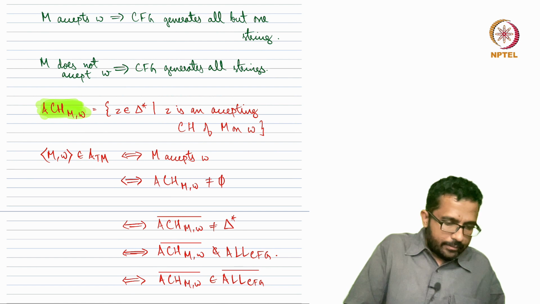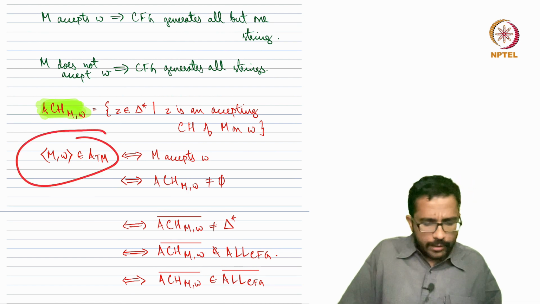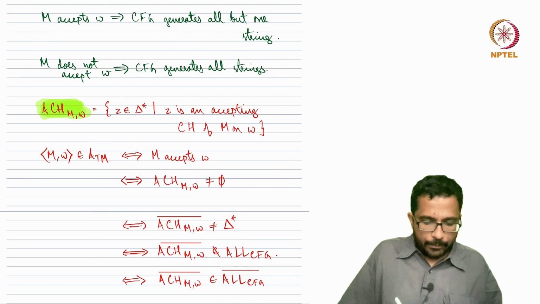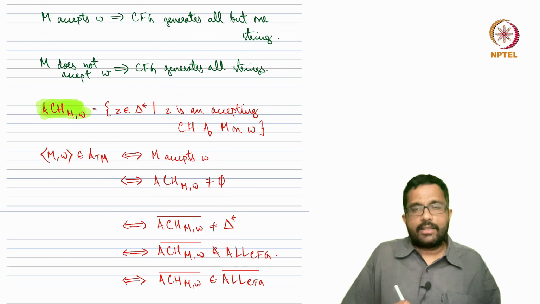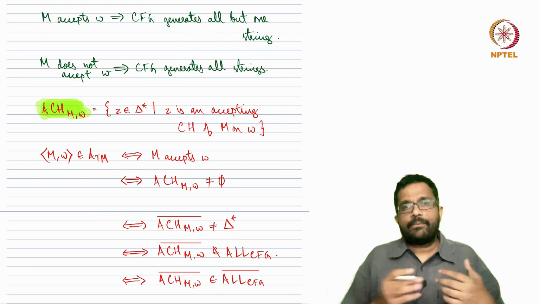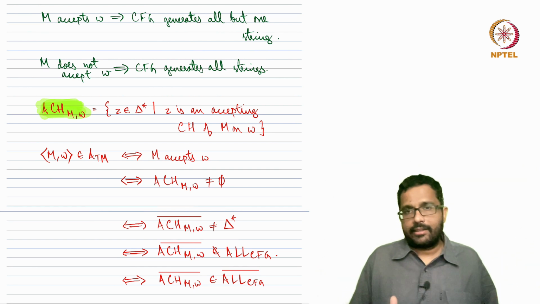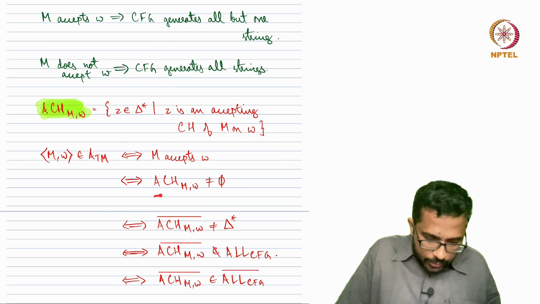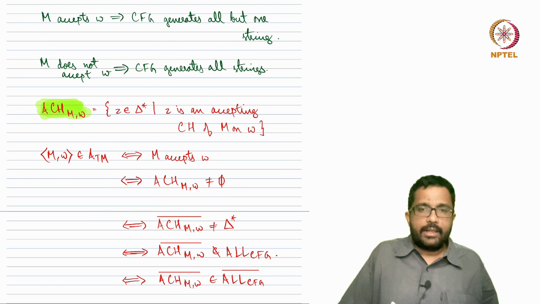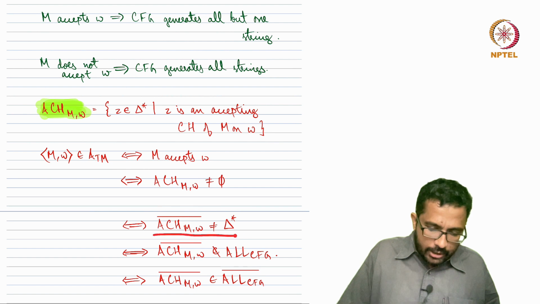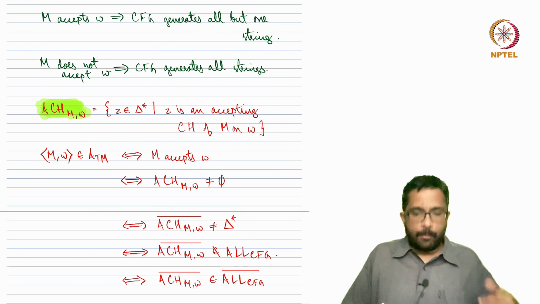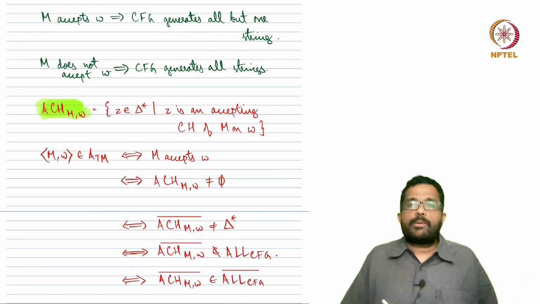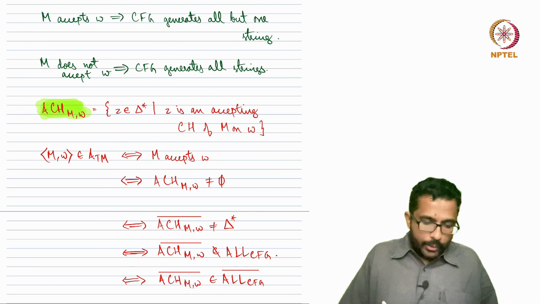So <M,W> is in ATM if and only if M accepts W. Now, if M accepts W, the accepting computation history is not empty. If it accepts, then there is an accepting computation history. If it does not accept, there is no such thing. So the accepting computation history being non-empty means the complement is not everything. The complement of the accepting computation history is not the set of all strings possible.